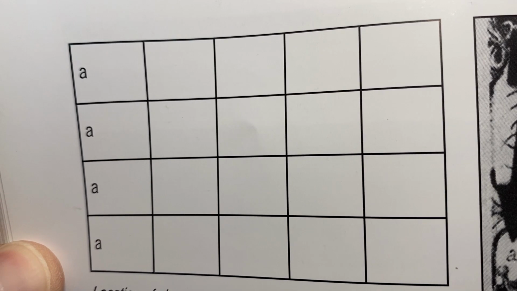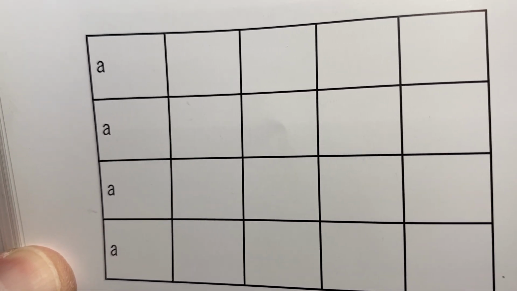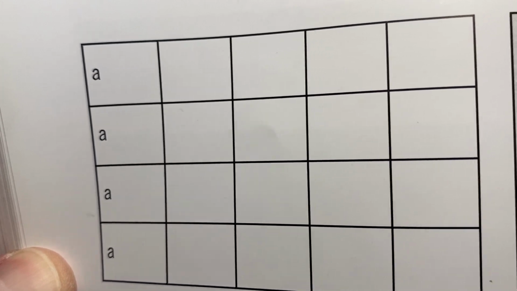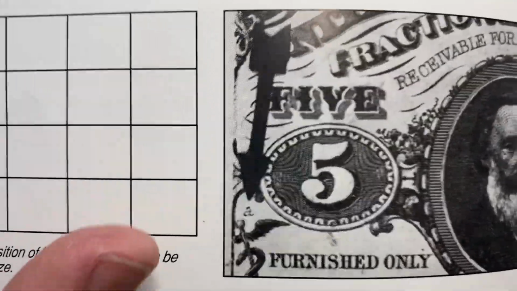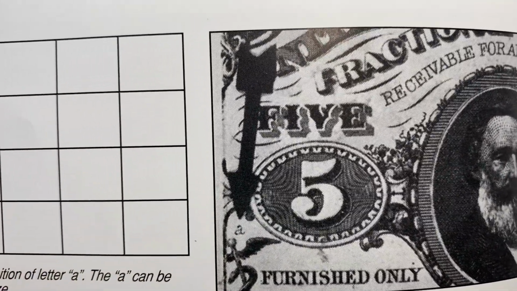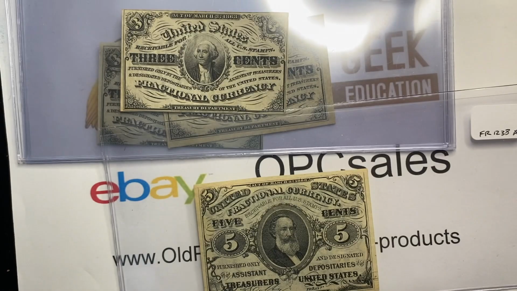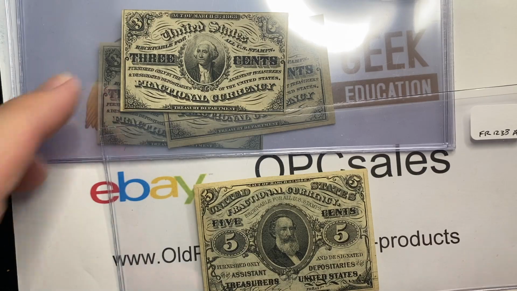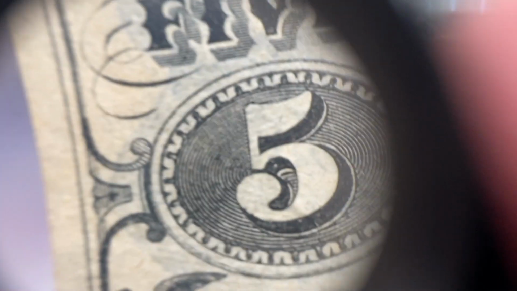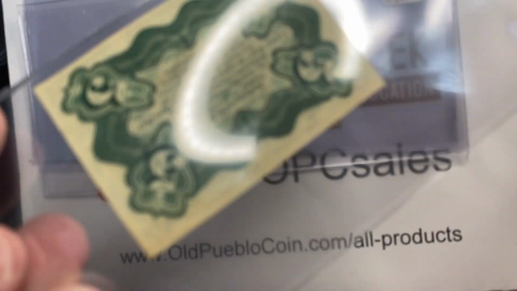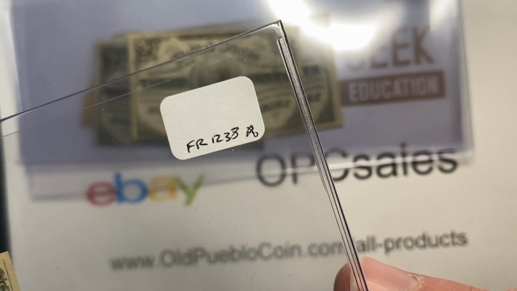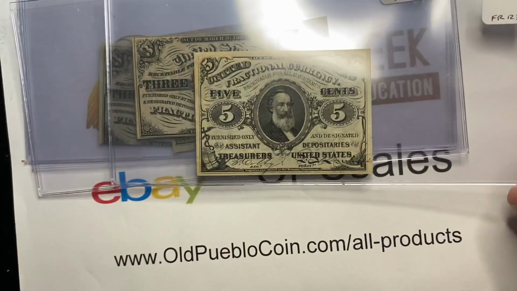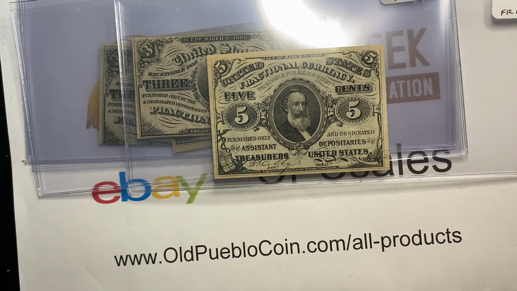Like on the 5-cent piece, for example, you can see they were printed in a 4x5 matrix, and there's an A on the left side of the sheet. Occasionally you'll get notes that have this little A on it. You can see the A right there under the 5. They come with or without the A, and they also come with either a red back or a green back. This one has no A, and it's the green back, so that lines up with Friedberg number 1238. So there are 4 different varieties on that 5-cent note.